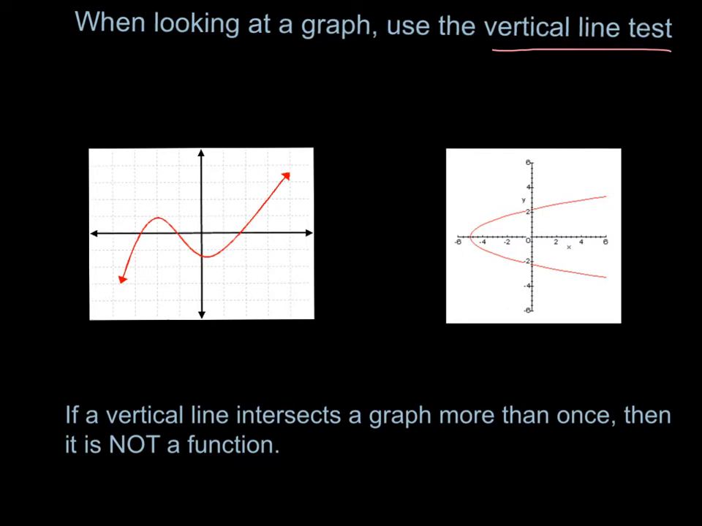So looking at the first graph, I could draw a vertical line anywhere. So I'm going to draw it right here. It only intersects with the line at this point. So that's only one point that it's intersecting. I could draw another line, and still it only intersects at one point. So that means that this one is a function because it only intersects at one point.